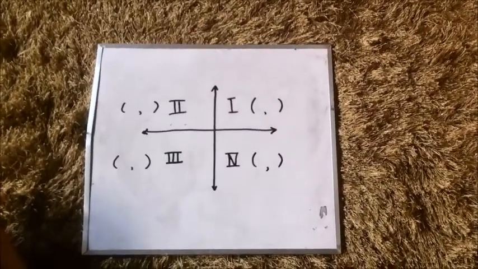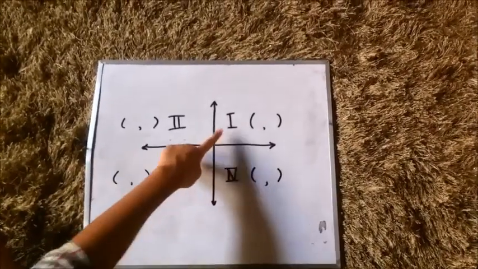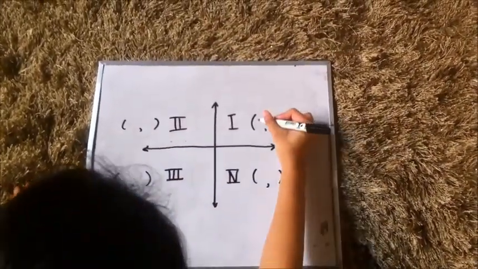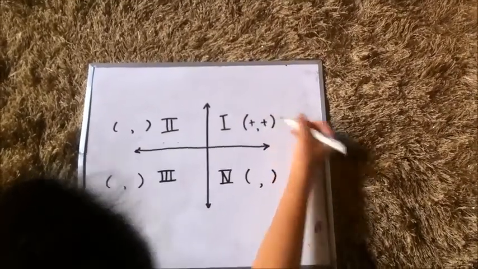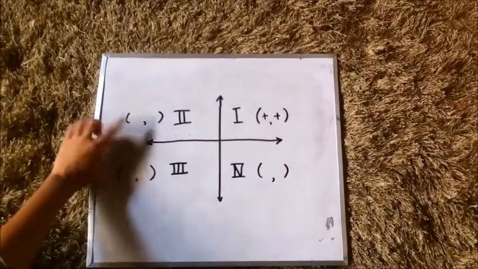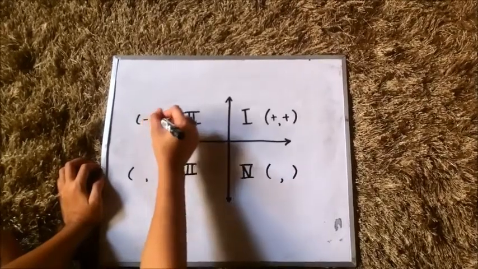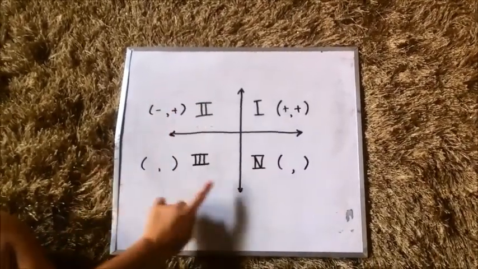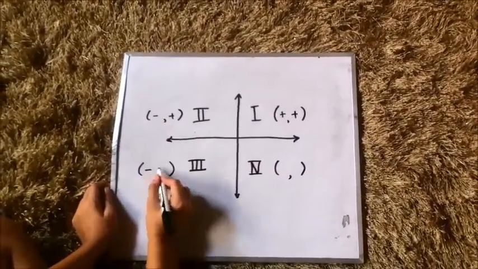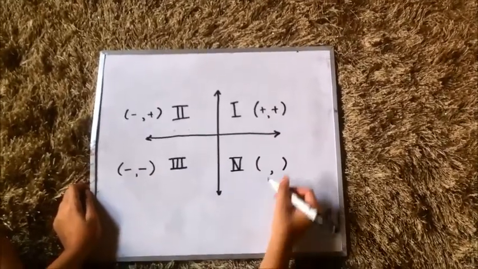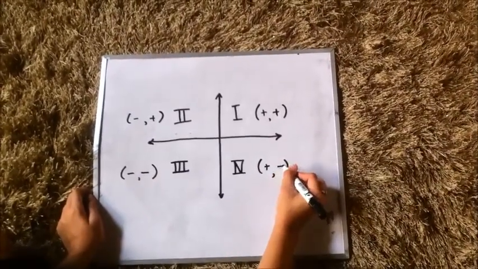Still remember, when the points are in the first quadrant, the x is positive, the y is positive. If it's in the second quadrant, negative, positive. In the third quadrant, negative, negative. Fourth quadrant, positive, negative.